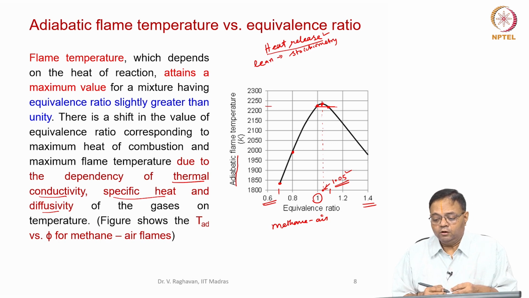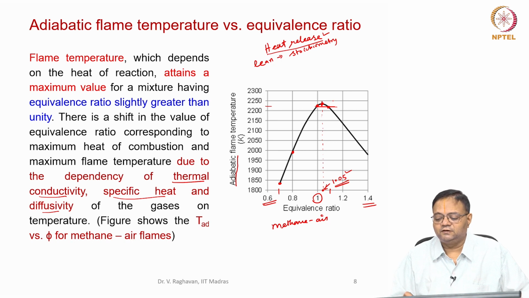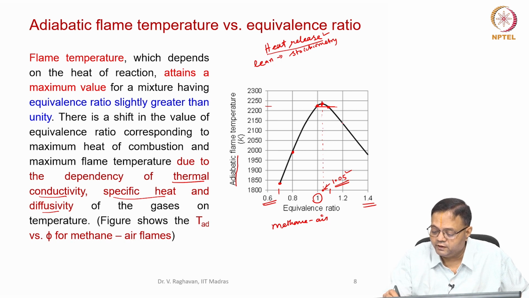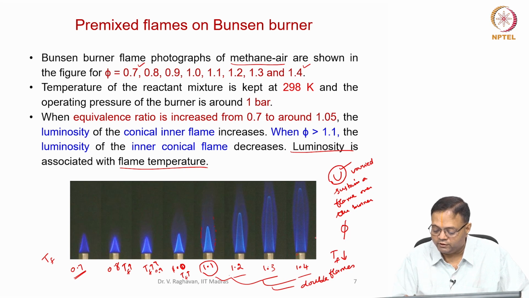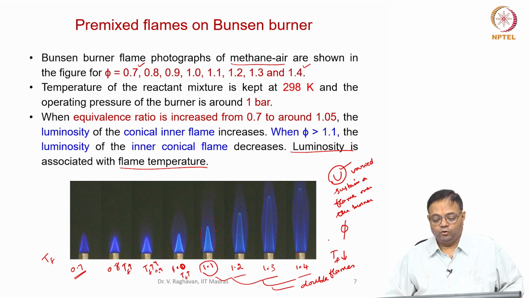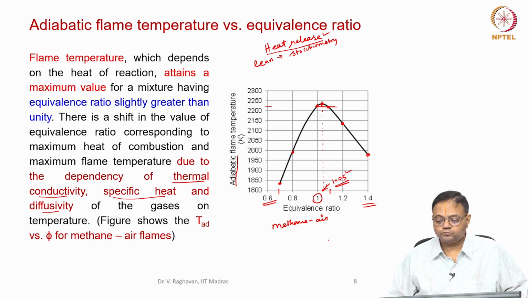So, the luminosity, the brightness of the flame, exactly translates this, and when you decrease the temperature at higher equivalence ratios, you lose luminosity. That is what we are trying to demonstrate here.